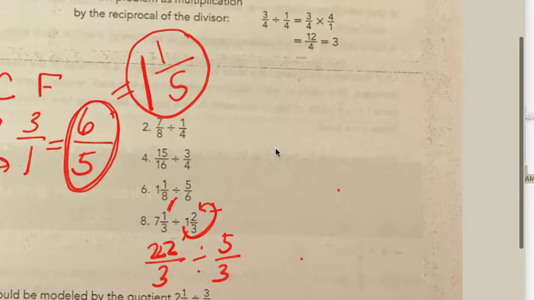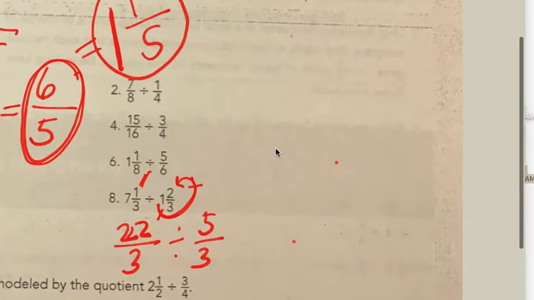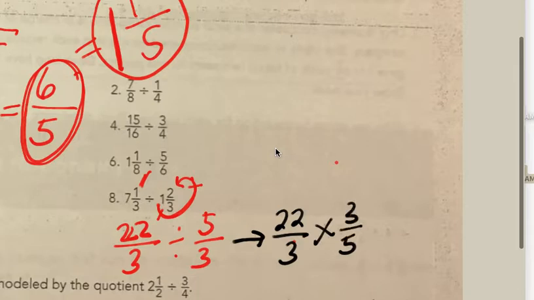So now I have my division problem the way it should be. Now I have to rewrite it as a keep, change, flip. So I'm going to keep my 22/3, change it to multiplication, and do the reciprocal and flip the second fraction. Is there anything I can simplify at this point? Can I do any denominators and numerators together? Well, I can't do 22 and 3. There's no number that goes into both of them. I can't do 3 and 5 either. There is a number that goes into both of them, a common factor that is the same.